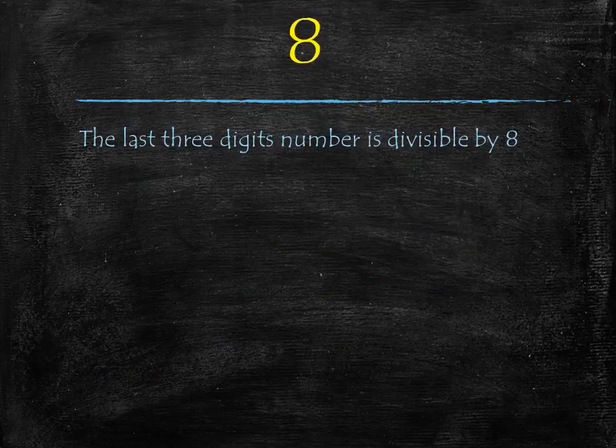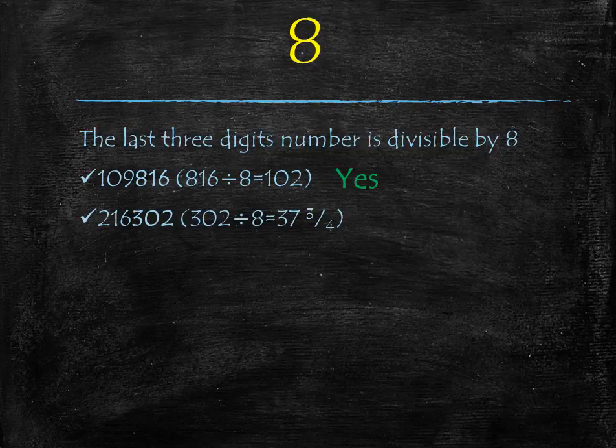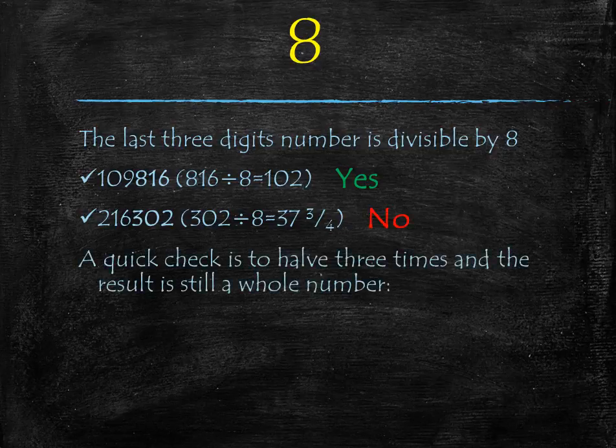Next, 8. If the last three digits are divisible by 8, then that number is divisible by 8. For example, 109,816. 816 divided by 8 equals 102. So yes. 216,302. 302 is not completely divisible by 8, so no.